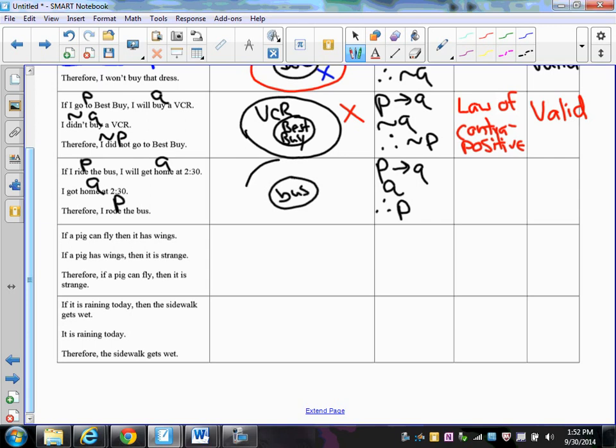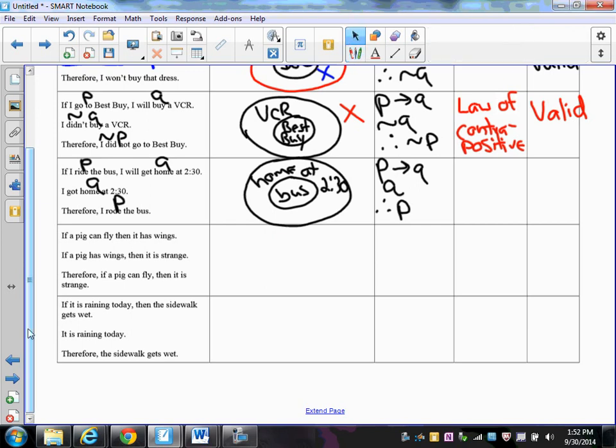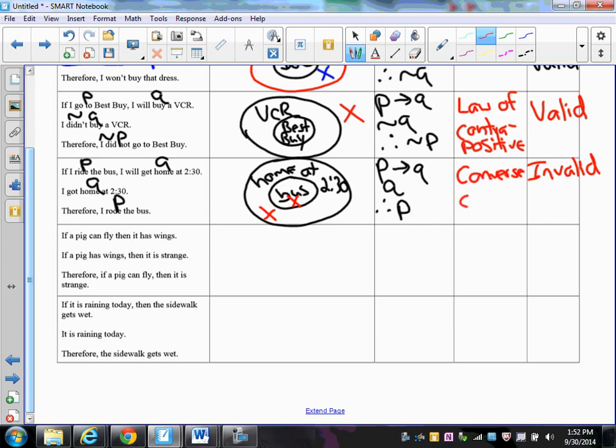You ride the bus, home at 2:30. So we say I got home at 2:30. So if I get home at 2:30, that means I may or may not have ridden the bus. This is saying I always rode the bus, so that means it's an invalid conclusion. And this error is the converse error. It's the converse error because we may or may not have ridden the bus. We're not given enough information to determine anything.